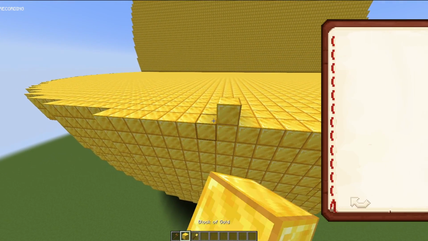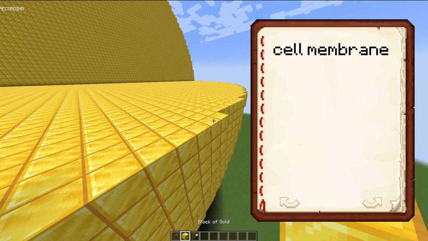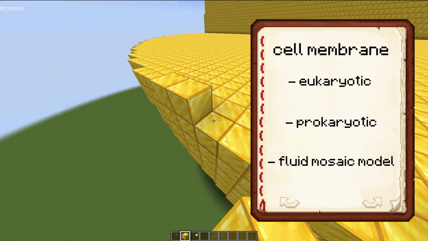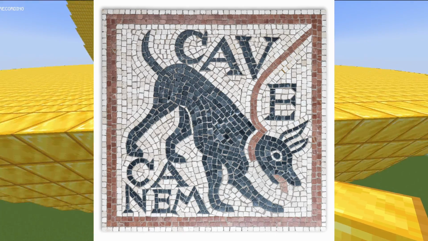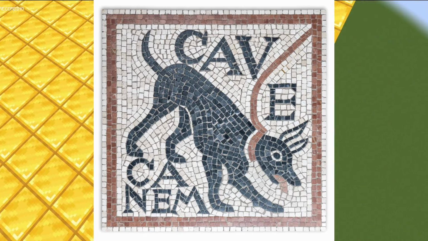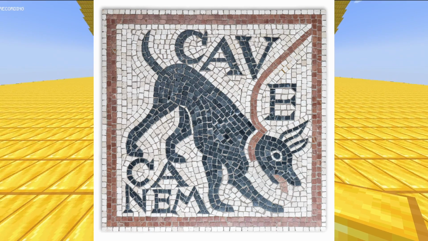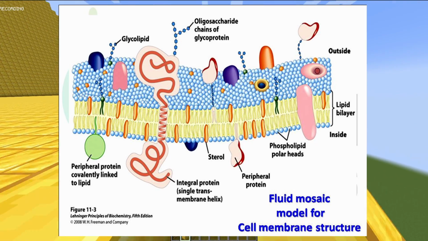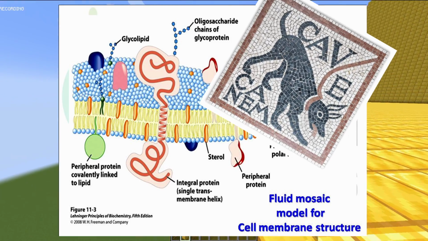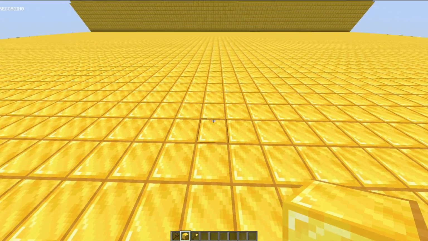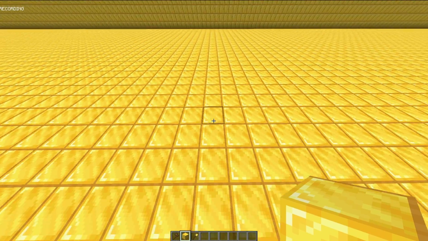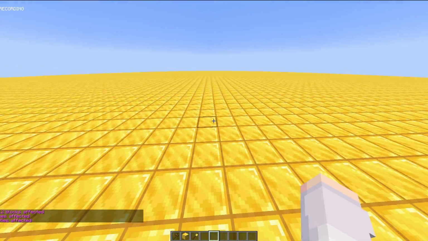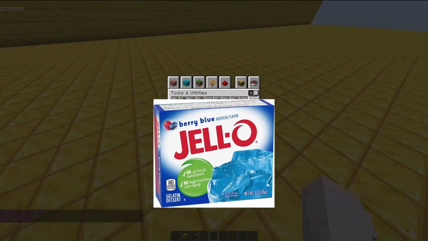The plasma membrane, sometimes called the cell membrane, is found in both eukaryotic and prokaryotic cells. We use the fluid mosaic model to describe the cell membrane. A mosaic is made by putting small pieces of glass or tiles of different colors together to make a picture. These were very popular in the ancient Roman era. The plasma membrane is actually made up of a lot of smaller pieces, just like how a mosaic is made up of a lot of smaller pieces. The term fluid in the fluid mosaic model describes the movement of the plasma membrane. It is not just stiff, it is capable of moving around just like jello.